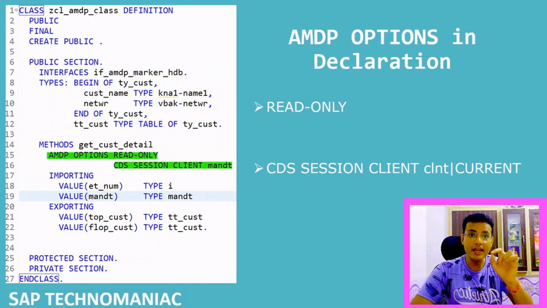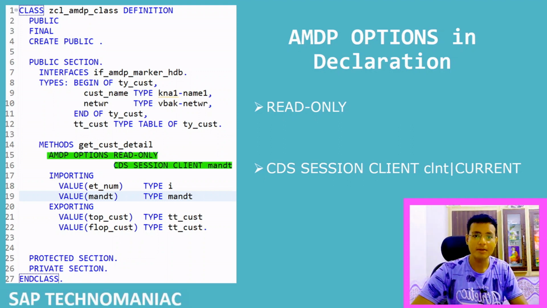declaration part, we don't give any AMDP-related thing. But we have some AMDP options that we can give in the declaration part of the method also. You might have heard or not, but there are two options in the declaration part itself. One is the read only option and the second is CDS session client, where we can specify the client. The first option is the AMDP option as read only.